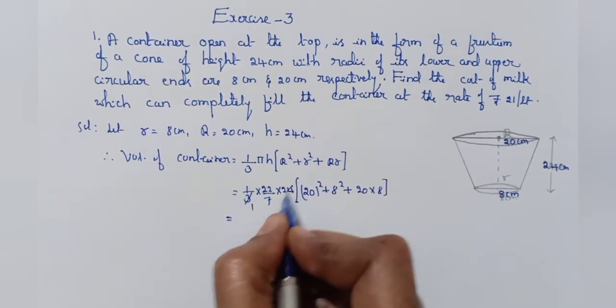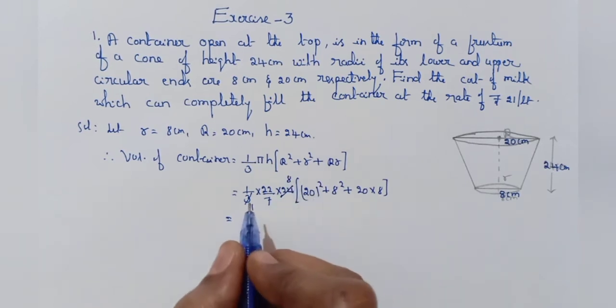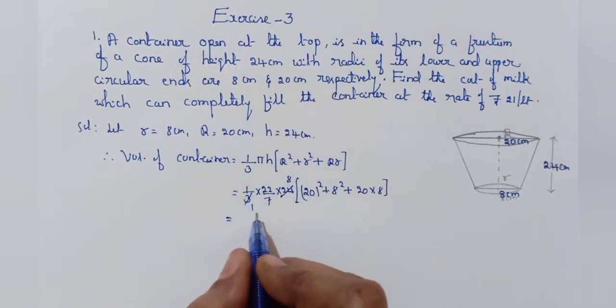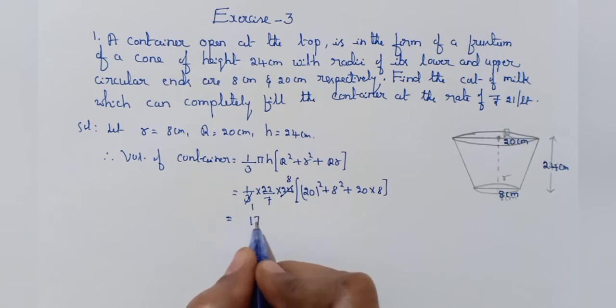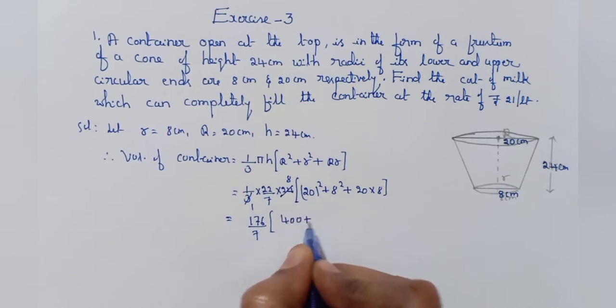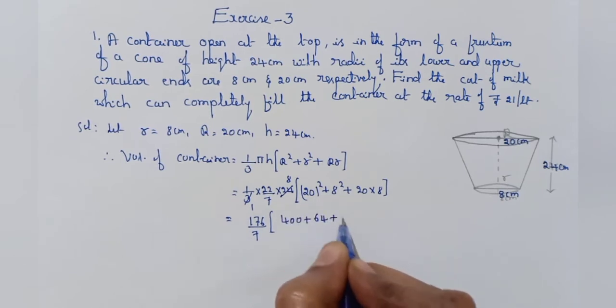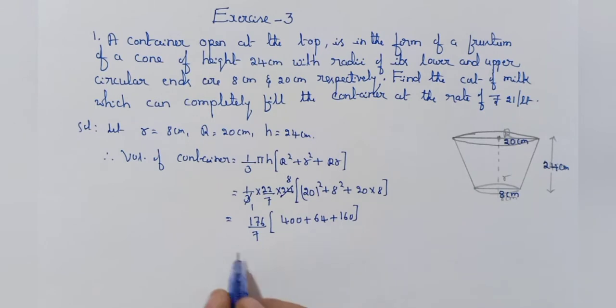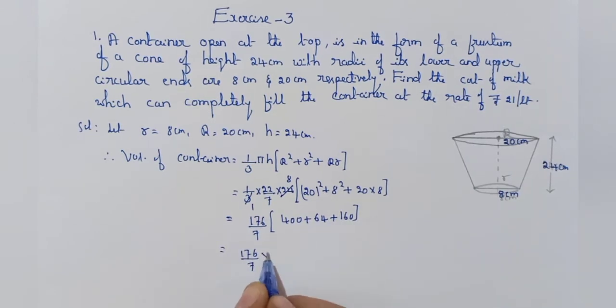3 ones are 3, 8 threes are 24, 22 into 8 is 176 by 7. 20 square is 400, 8 square is 64, 20 into 8 is 160. Next, 176 by 7, add 400 plus 64 plus 160, that is 624.